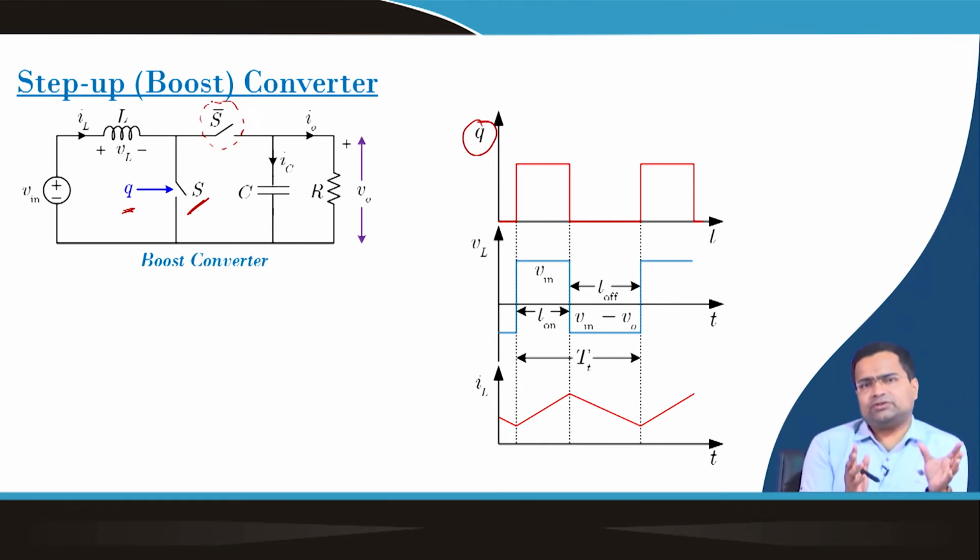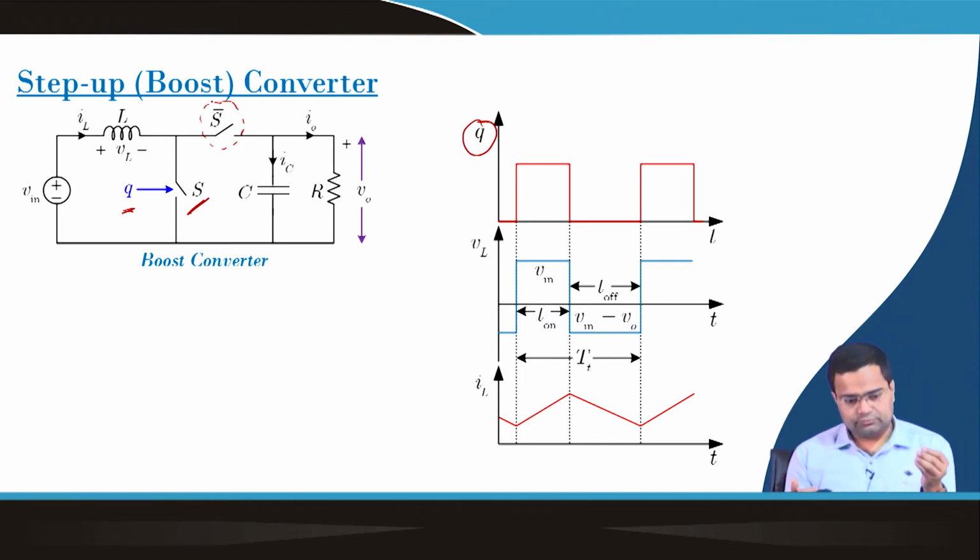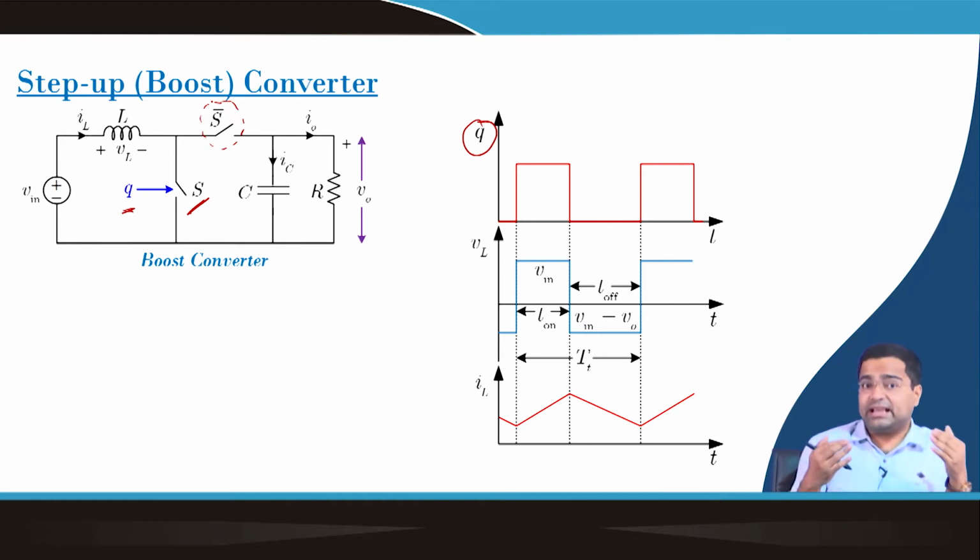So, this high side switch can be replaced by a diode in case of a conventional boost converter, and this is called a synchronous boost converter, where we consider two MOSFETs rather than a diode, and they operate in a complementary fashion. So, S is the controllable switch which we are going to control using the gate signal Q, and S bar operates in complement with S.